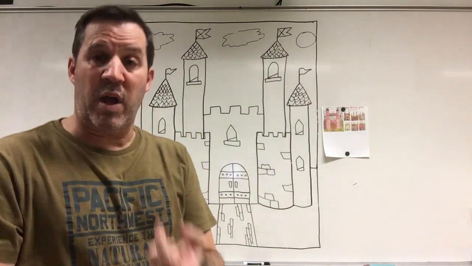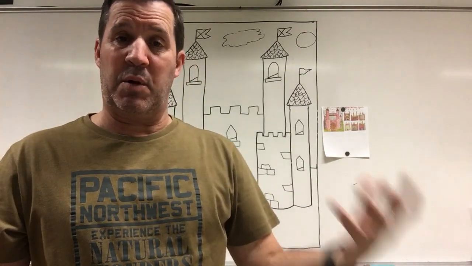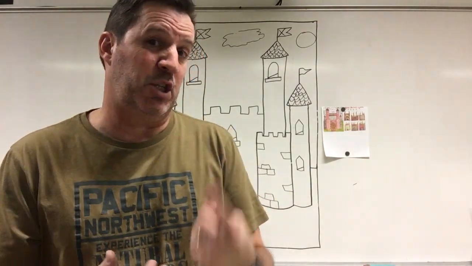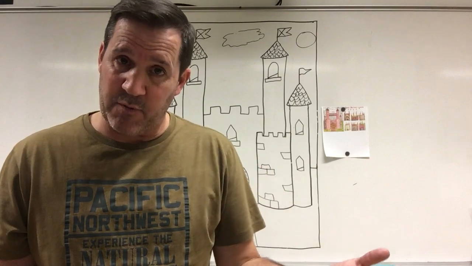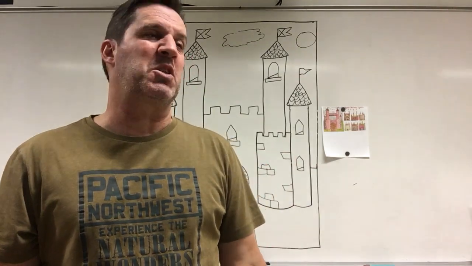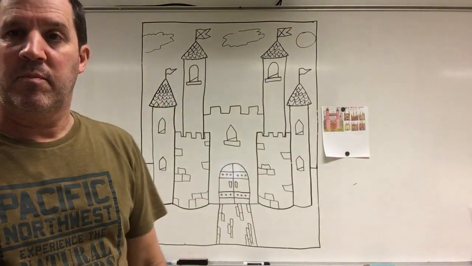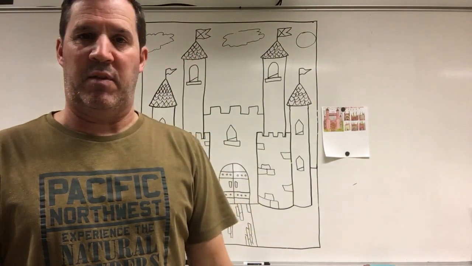You can color it with crayons, colored pencils, watercolors. You could color it with all of them. You don't always have to just use one material. You can use different ones. So you can color it however you want. Make it as colorful as you want. Add whatever you want to your kingdom. Something new that Mr. Del Pazzo didn't even think of.